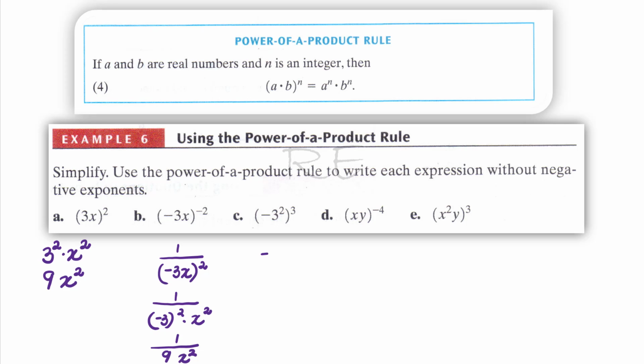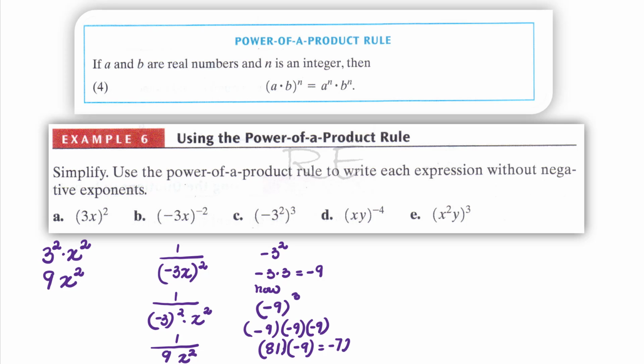For C, let's take care of the inner term. Negative 3 squared is negative 3 times 3, which is negative 9. Now, negative 9 cubed will be negative 9 times negative 9, 3 times. Negative 9 times negative 9 is positive 81 times negative 9. And 81 times negative 9 is negative 729.